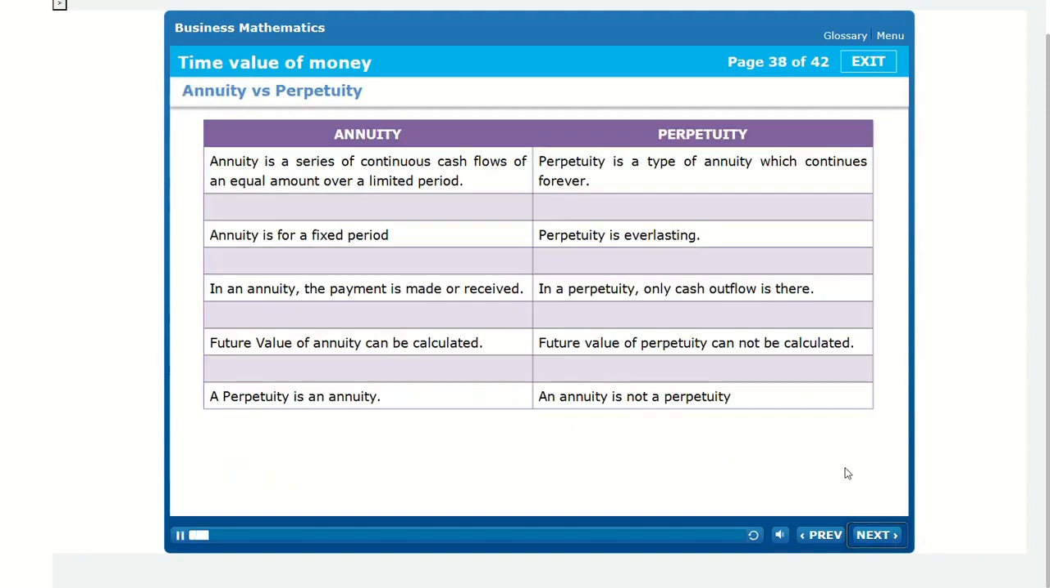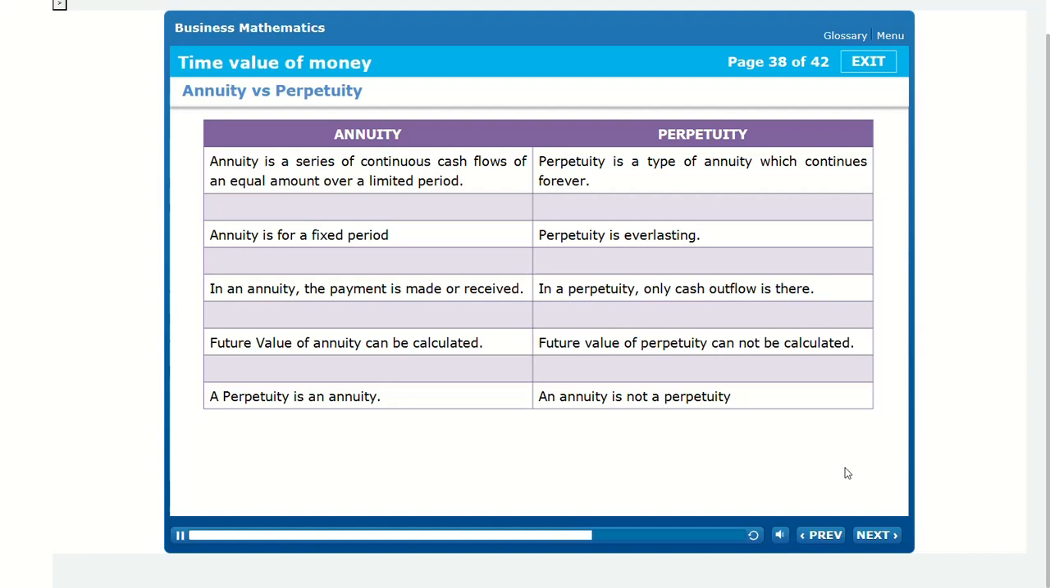Annuity versus perpetuity. Annuity. Perpetuity. Annuity is a series of continuous cash flows of an equal amount over a limited period. Perpetuity is a type of annuity which continues forever. Annuity is for a fixed period. Perpetuity is everlasting. In an annuity, the payment is made or received. In a perpetuity, only cash outflow is there.